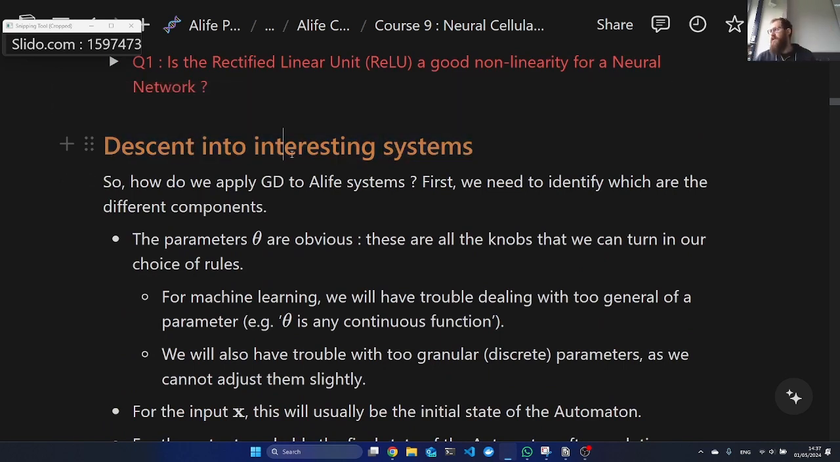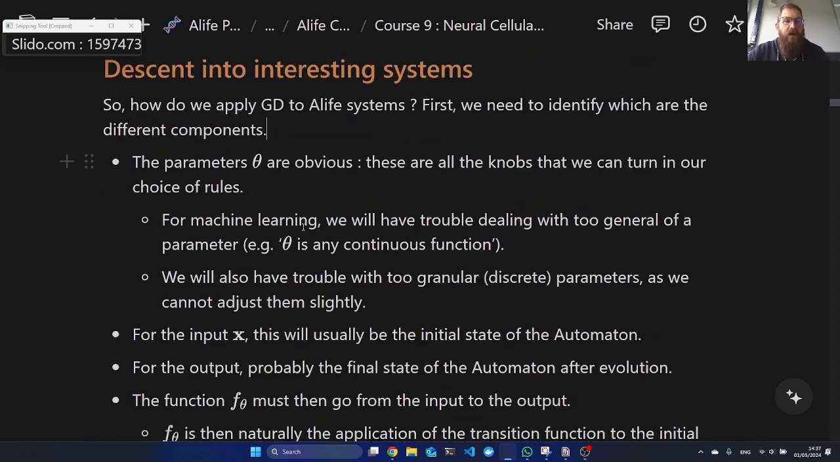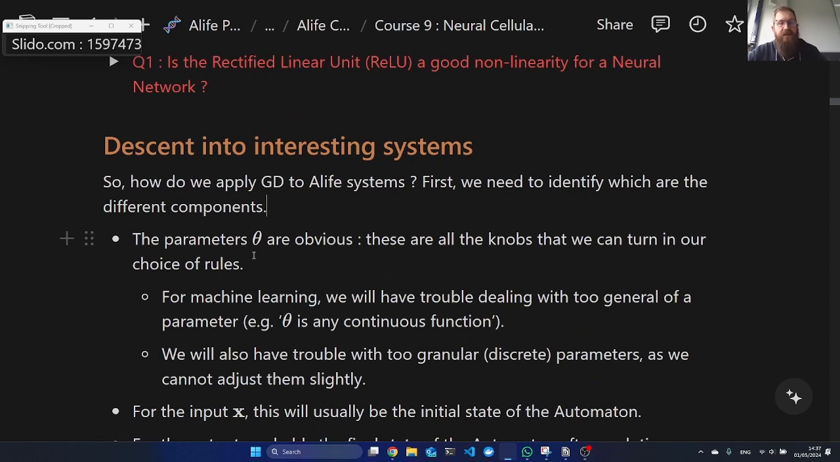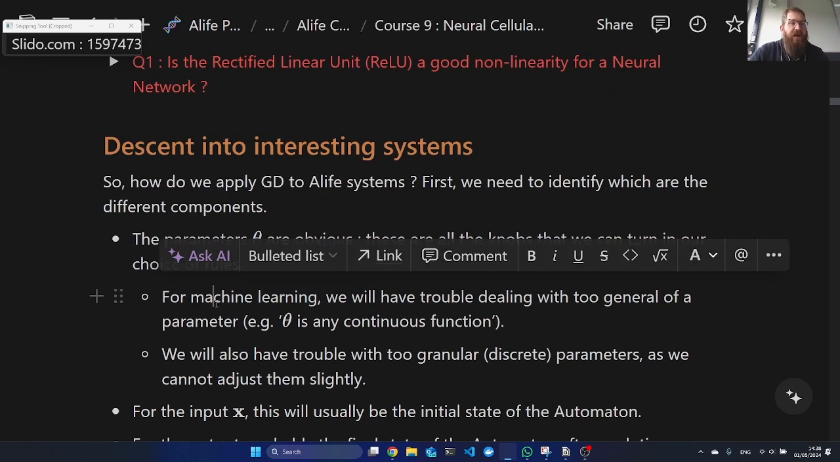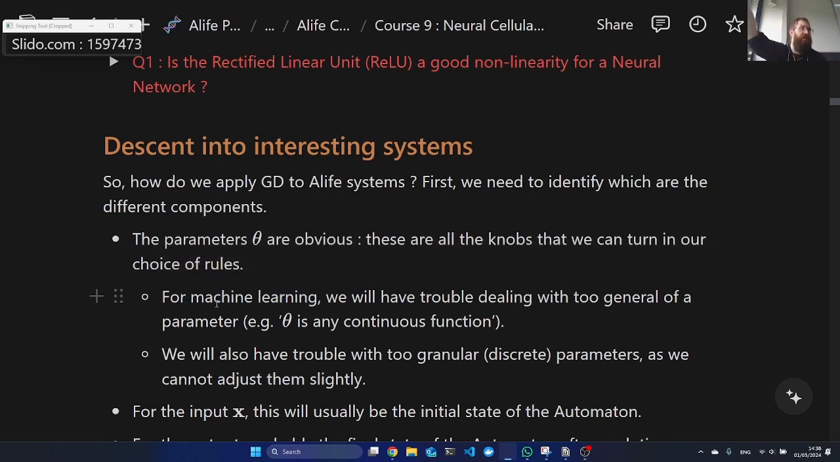Okay, so this is gradient descent. And now we want to apply gradient descent to artificial life systems. So how do we do that? So first we have to identify the different components. So what are the parameters in an artificial life system? Well, this is obvious. This is just all the knobs that you can turn in your choice of rules, right? So when you choose rules, you have a set of parameters, and this will be the parameters of our machine learning algorithm. There is only one thing to keep in mind, which is that this works for parameters which are real numbers, for two reasons.